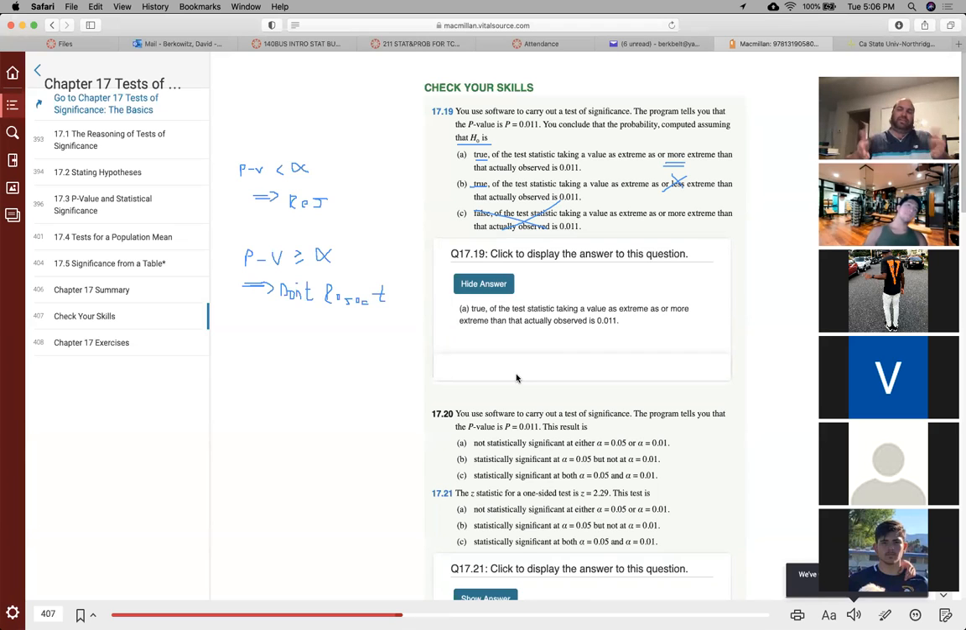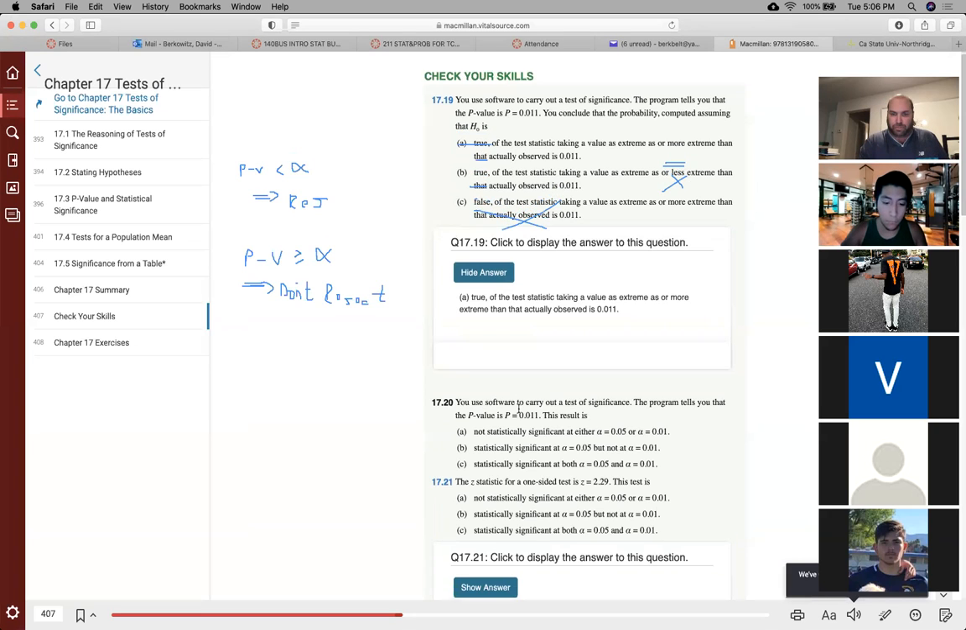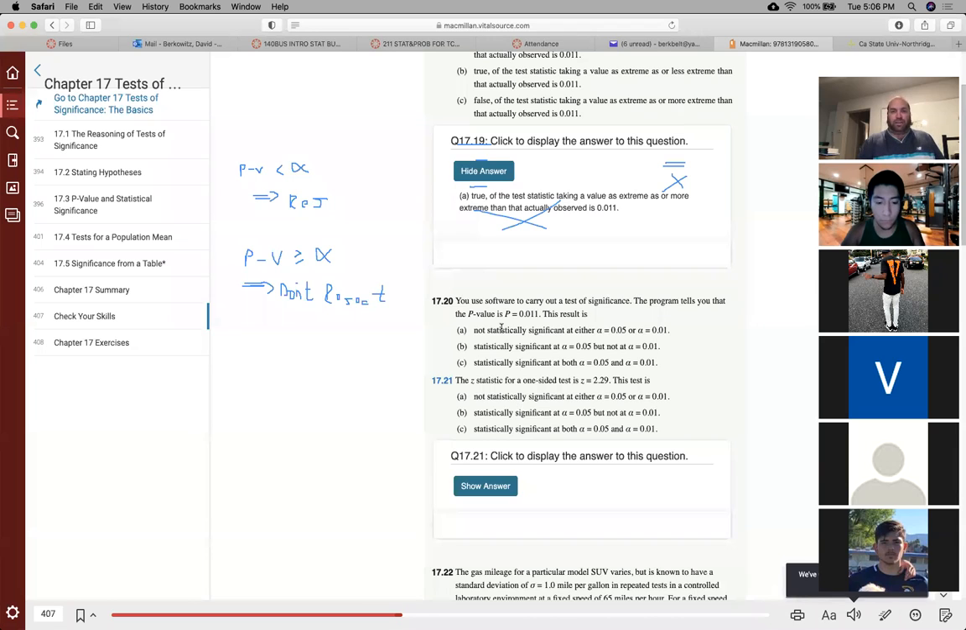This is the whole idea of what the p-value is. It's the probability of getting what you got or something even less likely, if the null hypothesis is truly true. Hopefully that makes sense. Go ahead, number 20. Read it, think about it. I'll give you a minute.